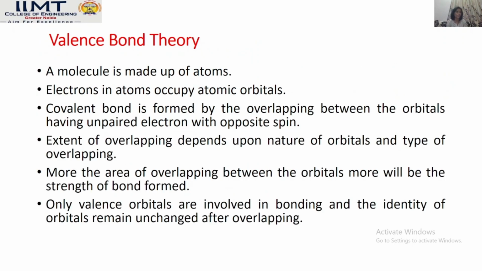Valence bond theory states that a molecule is made up of atoms. Electrons in atoms occupy atomic orbitals. A covalent bond is formed by the overlapping between the orbitals having unpaired electrons with opposite spin. Extent of overlapping depends upon nature of orbitals and type of overlapping. The more the area of overlapping between the orbitals, the more will be the strength of the bond formed. Only valence orbitals are involved in bonding and the identity of orbitals remains unchanged after overlapping.